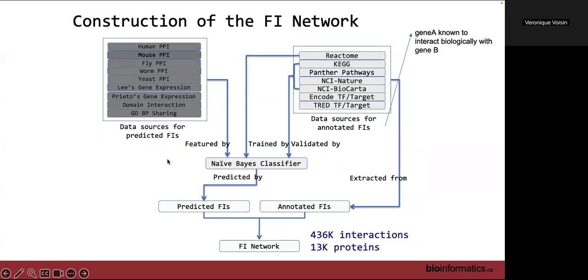There are two types of functional interaction: the predicted functional interactions and the annotated functional interactions. When we construct the functional interaction, we use known protein-protein interactions, so known functional interactions, and we add some prior knowledge that we found in pathway databases, and all this is trained using a naive Bayes classifier to create new predicted functional interactions.